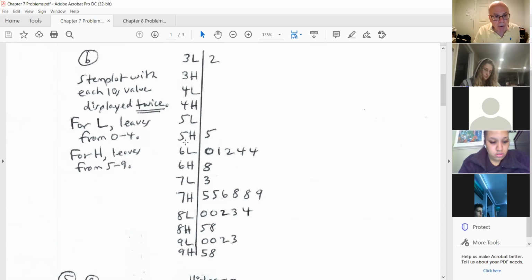So anyway, 32 is in the lower 30s. 55 is in the higher 50s, right? Because the higher would start from 5 all the way up to 9 for the numbers on the right. The 60s have both lower and upper. Here, the 60s have 60, 61, 62, and there are 2 64s. And there's also a 68, which would be in the higher group. And then for the 70s, we have a 73, which is the lower group, and then we have numbers in the upper group. Same thing with the 80s and the 90s.